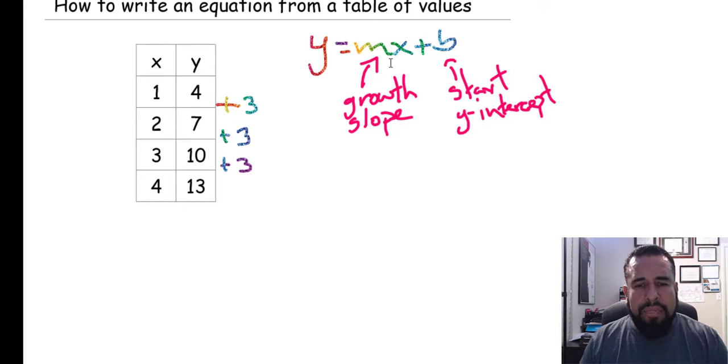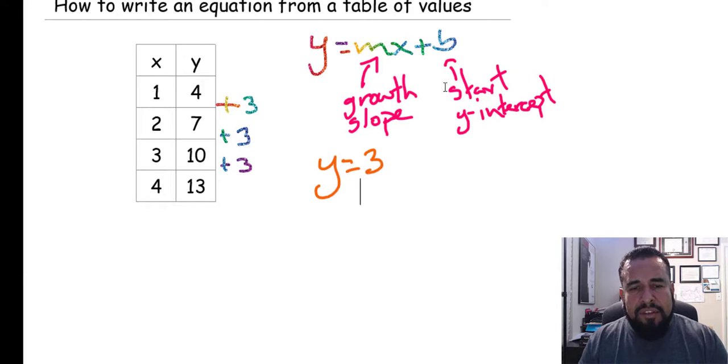All right. So we found our growth. If I found my growth, what I'm going to do is I'm going to take off this m and put a 3 in its place because we decided that the growth was 3. It is growing by 3. So let's do it right here. Let me get an orange. Y equals 3. And you see that x right there? That's just a variable. Just like the y is a variable, so is the x. So we're just going to write it back in there.